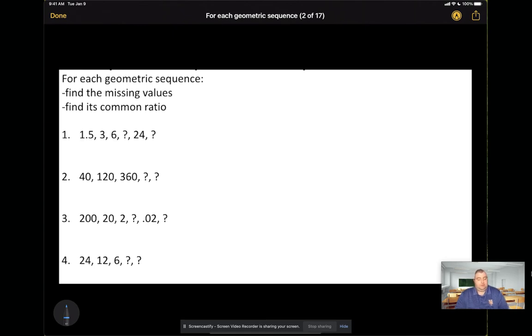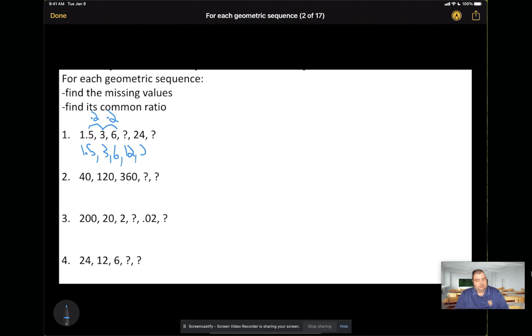In this first one, I start at 1.5 and I go from 1.5 to 3 to 6, so on and so forth. It looks like we're multiplying by 2 because 1.5 times 2 is 3 and 3 times 2 is 6. If I were to continue that pattern, then that first question mark would be 6 times 2, which is 12.